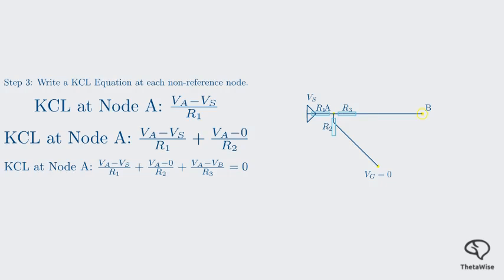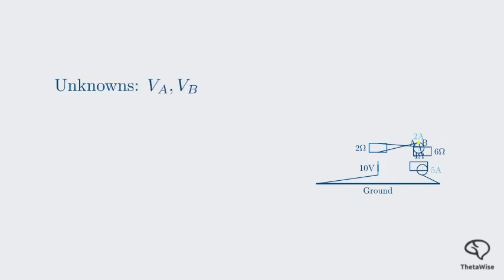We would then do the same thing for node B. This gives us a system of linear equations that we can solve for our unknown node voltages, VA and VB. Let's work through a concrete example of nodal analysis. We want to find the voltage across the 4 ohm resistor in this circuit. First, we identify our nodes. We have two non-reference nodes. We'll label them A and B. We'll set the bottom node as our ground, VC equals 0. So our unknowns are the node voltages VA and VB.